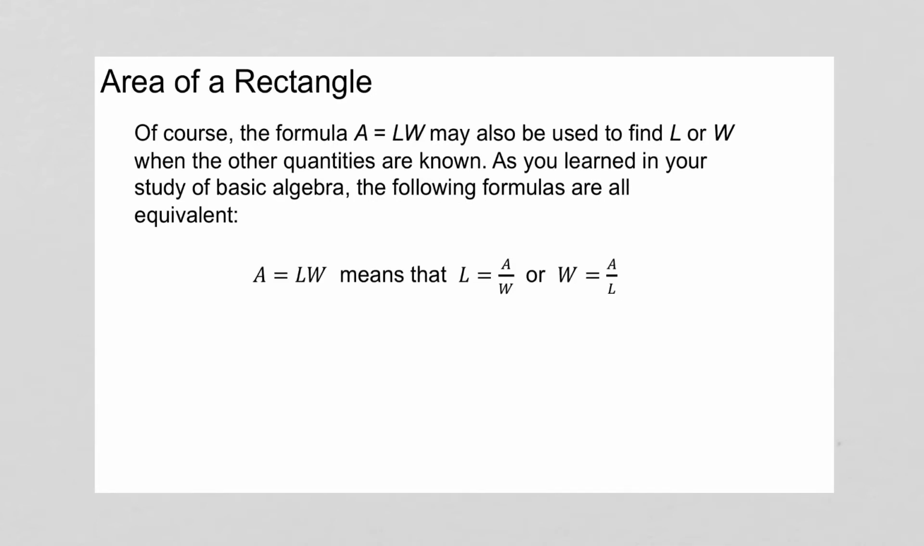You can find the area of a rectangle, of course, by doing area equals length times width. If you're given the area of a rectangle, then you could find the length by solving for L. L would be A over W, or you could find the width by solving for W. It would be A over L.